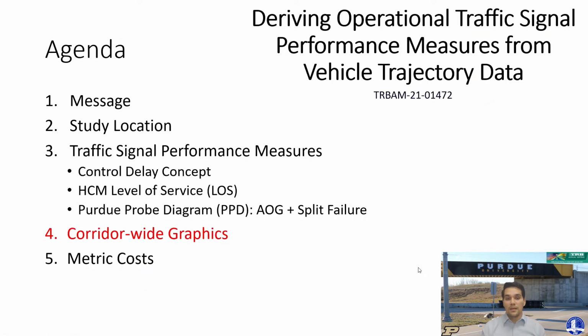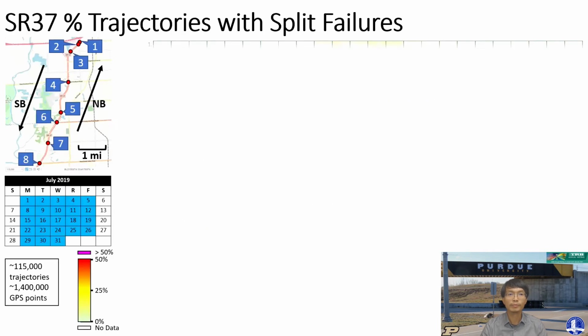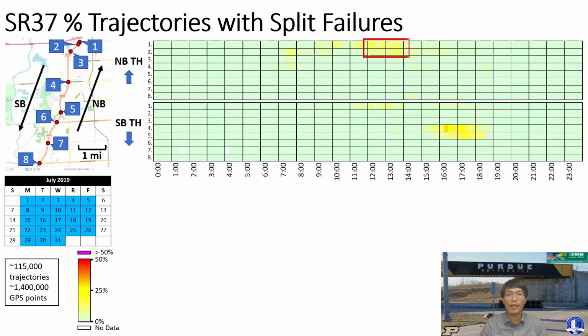Now Hauli is going to talk to us about the proposed corridor-wide graphics. Hello everybody, I'm going to walk through the corridor-wide graphics in the next section here. So in this slide, we have on the upper left the map of the 8 intersections that we're analyzing for this study. The data is for all the weekdays in July 2019, and it comprises 115,000 trajectories, 1.4 million GPS points.